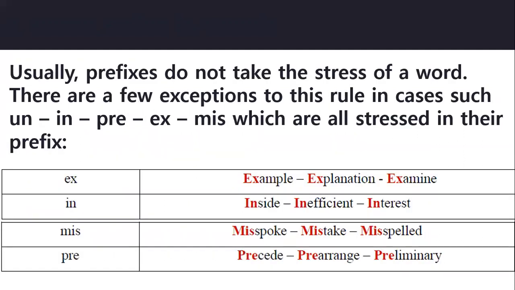Usually, prefixes do not take the stress of a word. There are a few exceptions to this rule in cases such as UN, EN, PRE, EX, MIS, which all have the stress in their prefix. So, as we have in the examples: example, explanation, examine, inside, inefficient, interest, misspoke, mistake, misspelled, proceed, prearrange, preliminary.